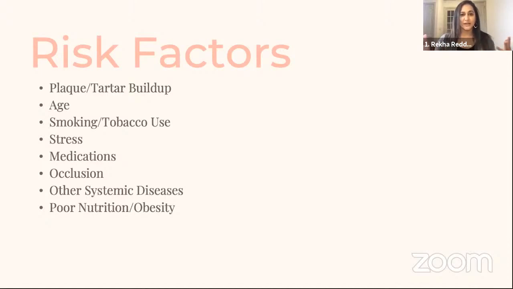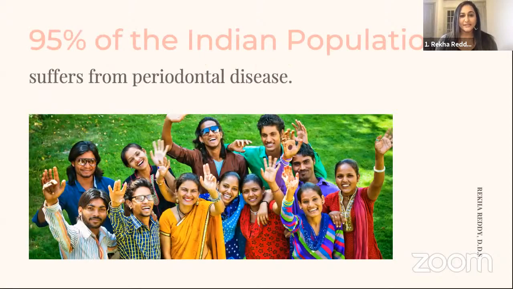So no matter which end of the spectrum we're on, we're still at high risk, and it's really important to maintain that healthy gum, healthy mouth. Here is a really surprising statistic that I found: 95% of the Indian population suffers from some form of periodontal disease. This is even more important as we're learning the links between gum disease and systemic diseases like heart disease, diabetes, and other such conditions.